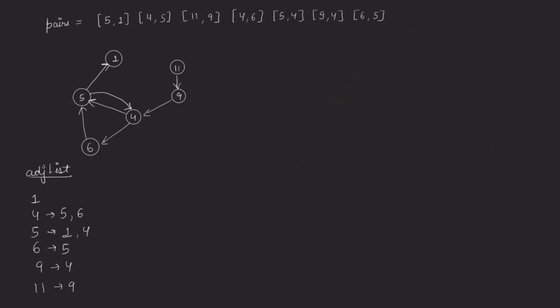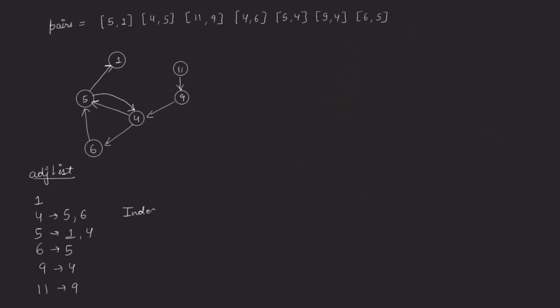And now for identifying the starting node, we will also have to identify the in degree and out degree of all the nodes, right? So we will find the in degree and the out degree. So the nodes are 1, 4, 5, 6, 9, 11 and here 1, 4, 5, 6, 9, 11.